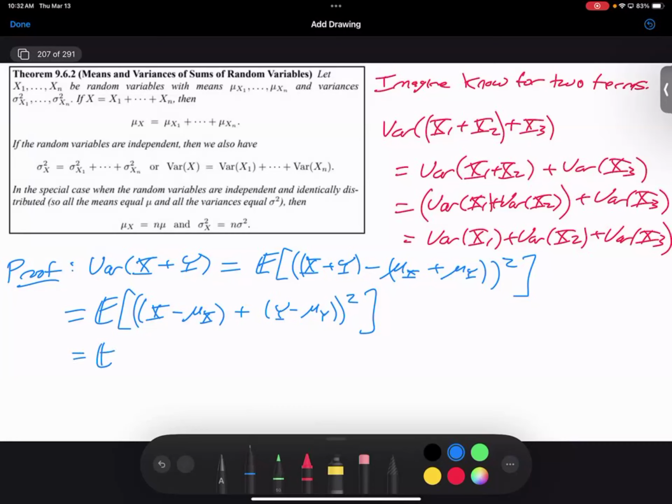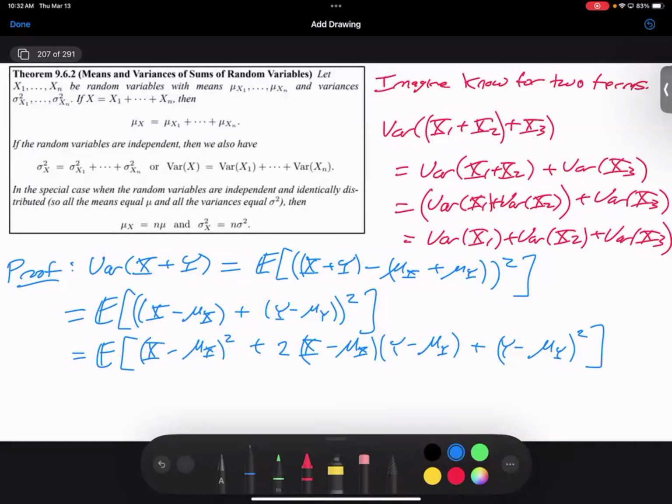Okay, so this is the expected value of x minus mu of x squared, plus twice the expected value of x minus mu of x times y minus mu of y, plus y minus mu y squared. If I wanted to, could I write this as an integral with a probability density function? Sure. I don't want to. It's much easier to just use the concise notation of expected value.